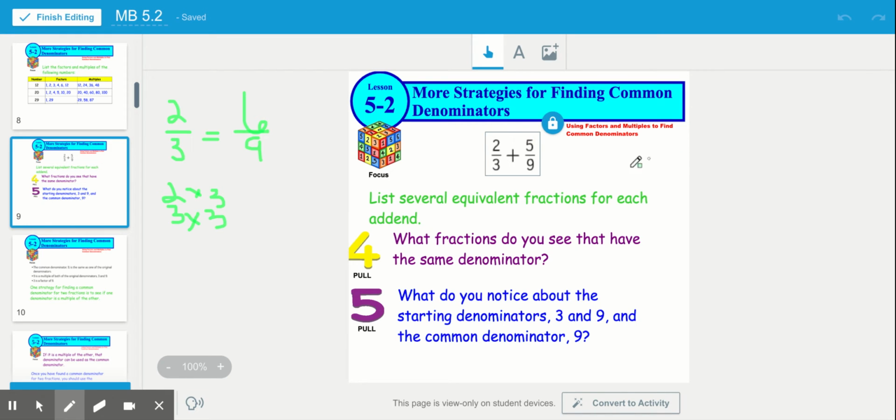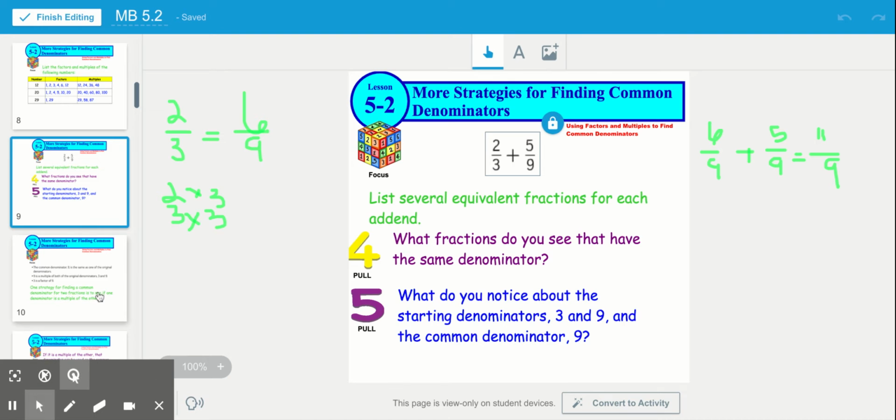So now I don't have to do anything to this one. I can simply now take 6/9 plus 5/9. I can add now. My denominator, remember, will stay the same, so that's going to stay as a 9. And then I'm going to simply add across. I've got 11/9. It's an improper fraction, but that's what that equals.